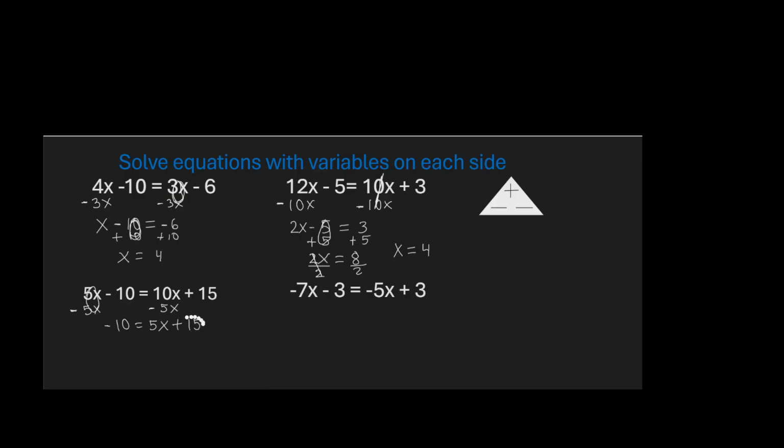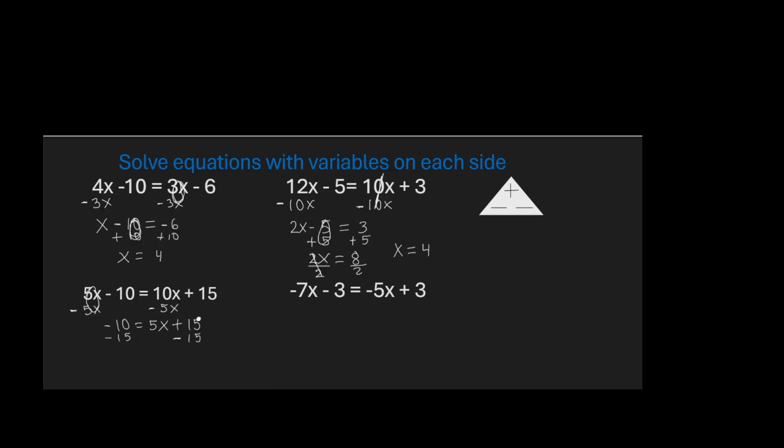I have to get rid of this 15. I'm going to have to make it 0. So I'm going to do the opposite. Because we're adding, to get rid of it, I'm going to make it 0 by subtracting 15. And I'm going to do the same thing on the other side. On the other side, I'm going to be subtracting 15.